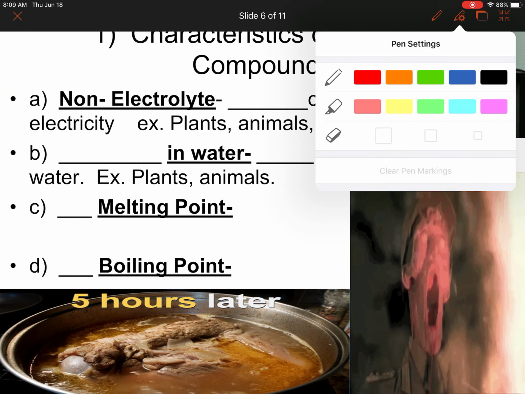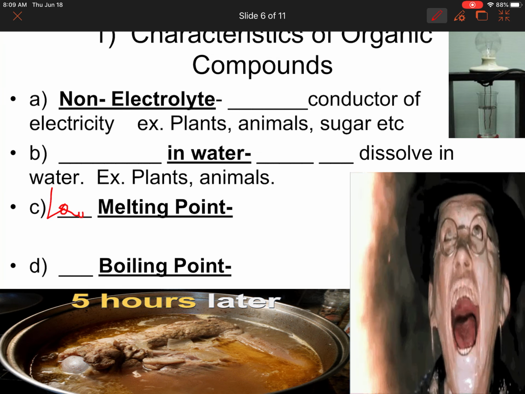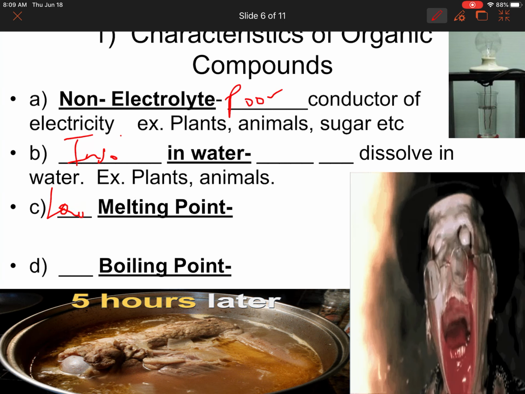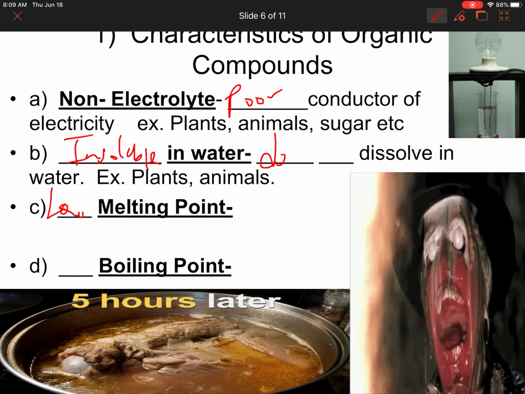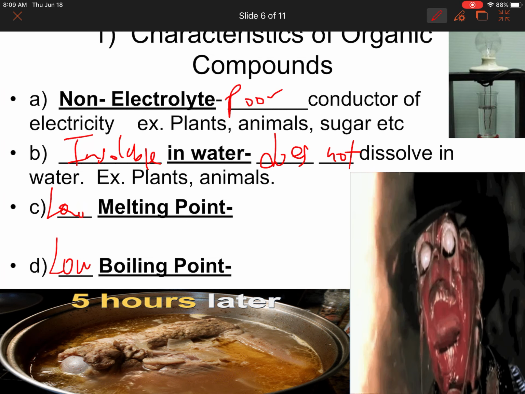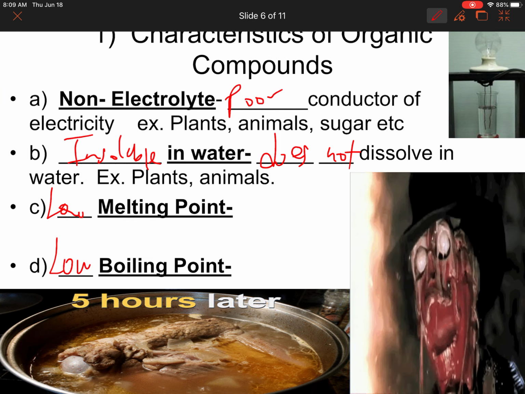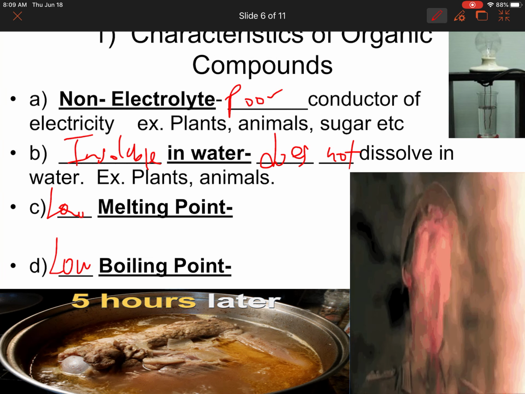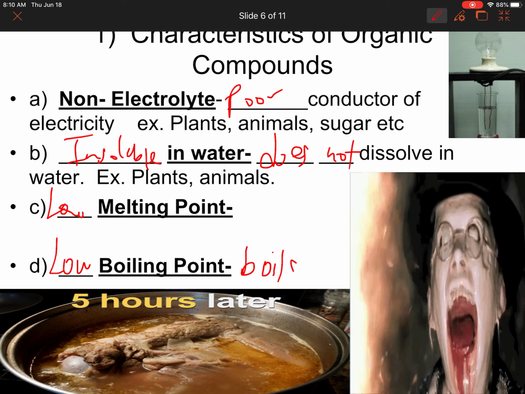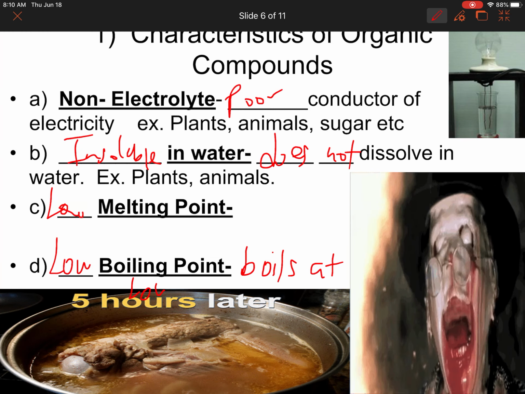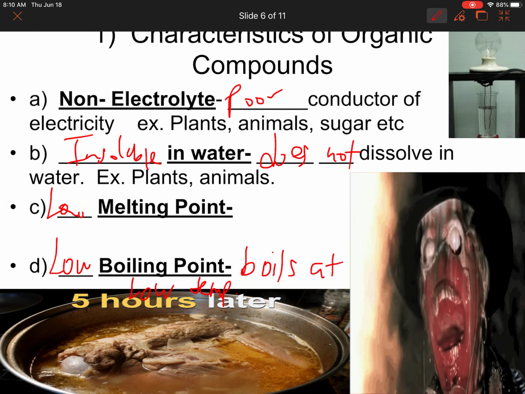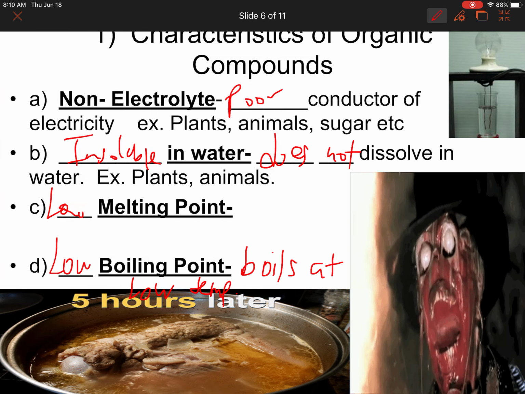Okay, so low melting point. We said low melting point. Poor conductor, insoluble in water, which means it does not conduct readily. Low boiling point. So you can actually cook a chicken and boil it, and it'll cook very nicely because in fact these substances have low boiling points, or boil at low temperatures. Just think about it. You can boil water at 100 degrees Celsius, and then you can boil a chicken at the same temperature. While if you want to boil a metal, it'll take thousands of degrees Celsius.